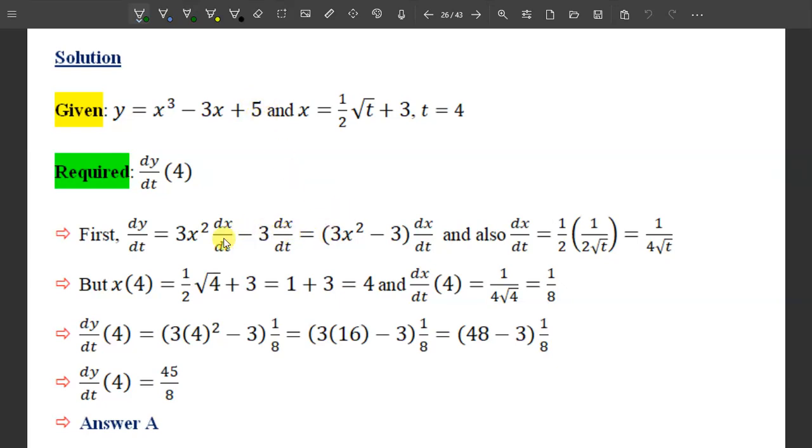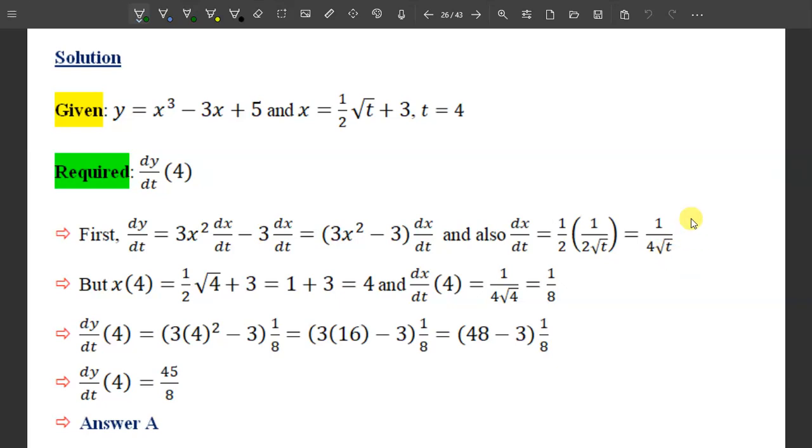Then factor out dx/dt from this expression. It becomes (3x squared minus 3) multiplied by dx/dt. And also, what is dx/dt? dx/dt means differentiate this expression with respect to time. So dx/dt is equal to 1/2, which exists originally here, and then the derivative of radical t becomes 1 over 2 times radical t. And then 1/2 times 1 over 2 radical t is 1 over 4 radical t.